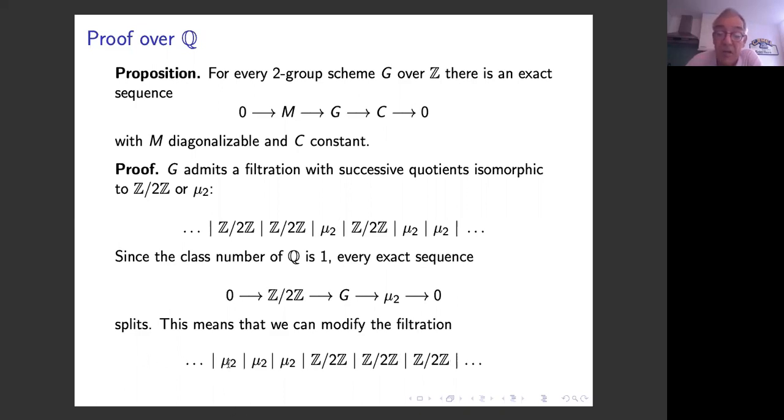So then on the left, you have an extension of mu 2s, and on the right, you have successive extensions of Z mod 2Zs. Now, the extension of Z mod 2Zs is étale, and therefore it is determined by the action of the Galois group, which is unramified. But Q has no unramified extensions. Again, I use that the class number is 1. So this is constant. And similarly, this extension is diagonalizable. So that is exactly this statement here.